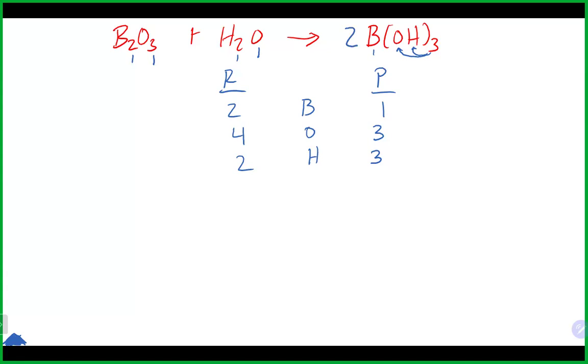Now this 2 does again go for everybody behind it. So it goes to here, it goes to here, and it goes to there. It goes for everybody that's there. So that's going to give us 2 borons. We do have to kind of multiply in and then multiply out, if you will.